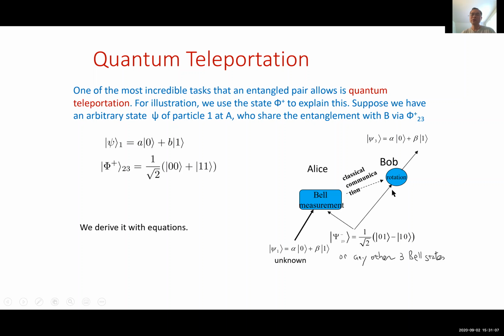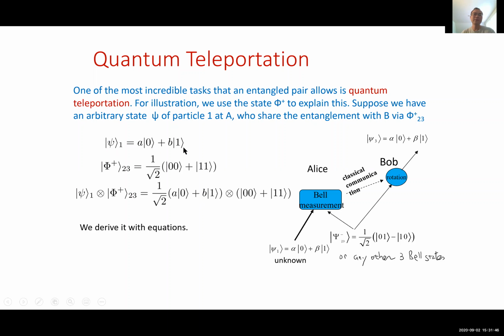So with the shared entangled state, you can actually send this information to Bob by just telling Bob really limited classical communication. Okay, so meaning that you would in some sense destroy the state here and that Bob recreates the state there. To describe that, I have to use mathematics. So we'll derive it with equations. The starting point is this.